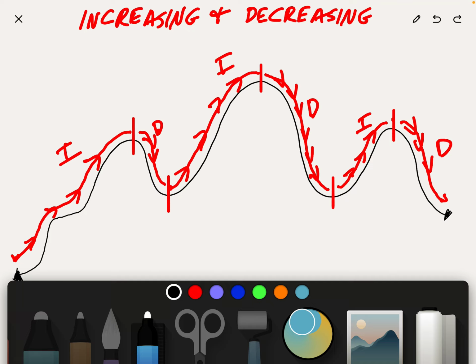So for the next activity, I'm going to give you guys a blank piece of paper. I want you to draw your own graph, and I want you to label where the function or the graph is increasing, where it is decreasing, and also put in your turning points. Okay, that's the assignment.